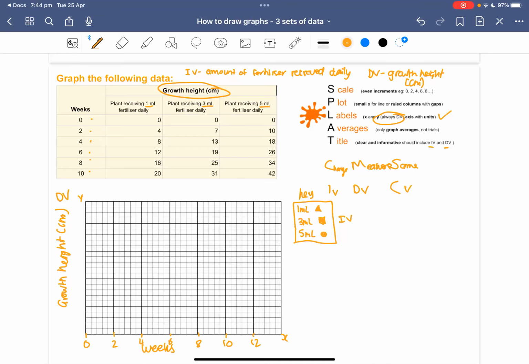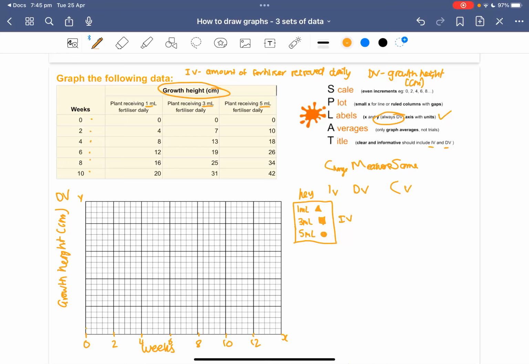Now we need to have growth height on this side. We need to get all the way up to 42. So remember, the way that we can figure out how to get all the way up to 42 is we can count how many boxes I have here. So 5, 10, 15, 20, 25 boxes. And I know that 42 has to fit across those 25 boxes. So I go 42 divided by 25. And it tells me that each box has to be worth about 1.68, or we could make it worth 2.